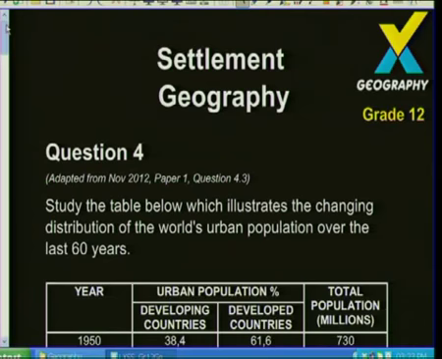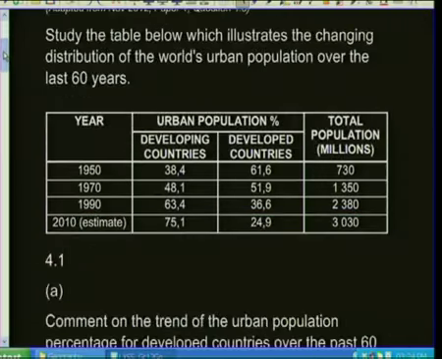Welcome back. Hope you enjoyed a good break. Let's get stuck in again. Question number 4. Question 4 asks us to study the table below, which illustrates the changing distribution of the world's urban population over the last 60 years. Well, let's take a look at the table before we look at the questions, because it'll give us a lot of information in anticipating those questions.